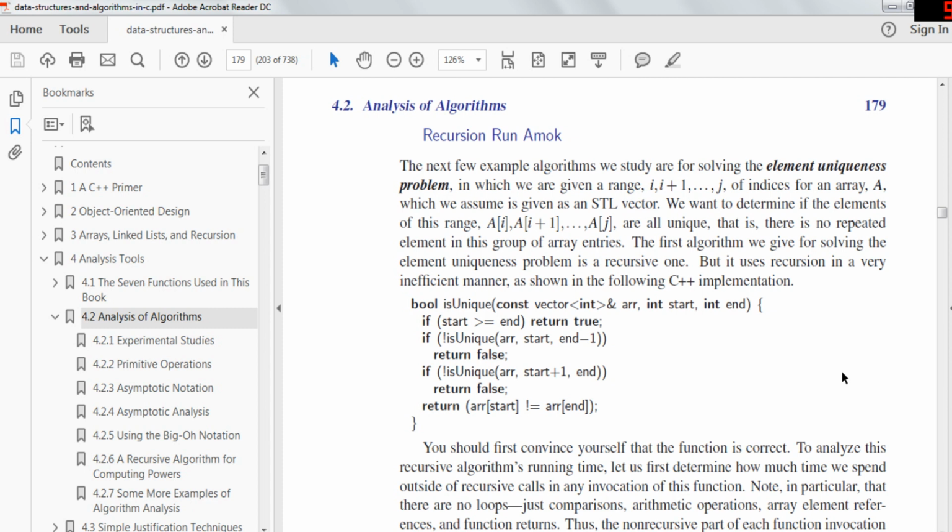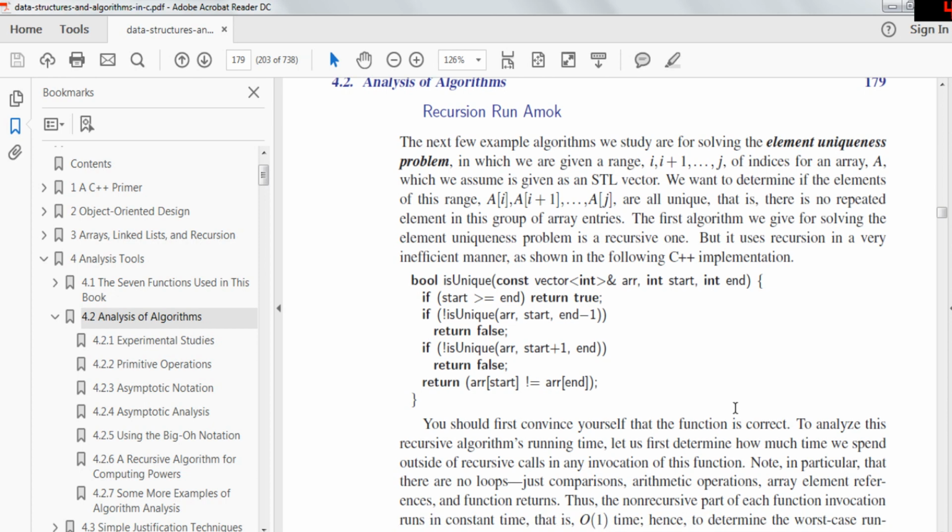If start is equal to end, it returns true. Otherwise, if start is greater than or equal to end, return true. If it's not unique, then you return false. They're just checking if the value at start is not equal to the value at end. And all they're doing is incrementing start and decrementing end. So you should convince yourself that the function is correct.